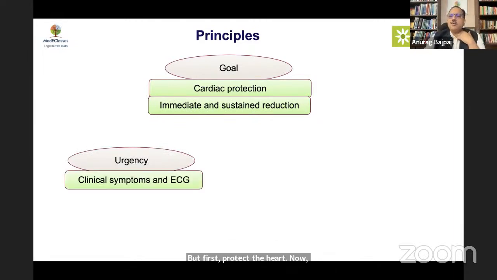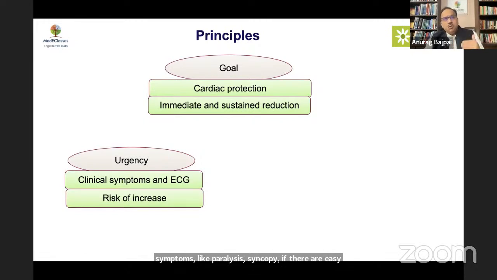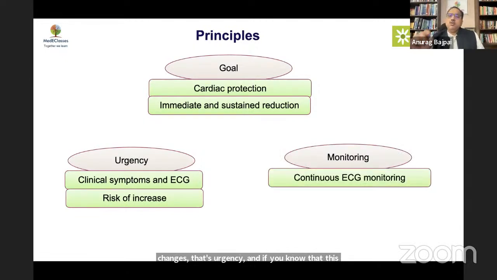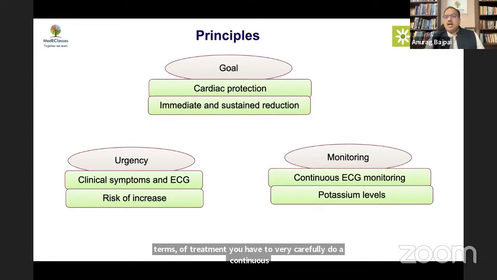Now, if you have clinical symptoms like paralysis, syncope, or if there are ECG changes, that's urgency. And if you know that the potassium is going to increase, you need to be more concerned in terms of treatment. You have to very carefully do continuous ECG monitoring, because a lot of problems can happen in that regard. Follow up on potassium levels as well.